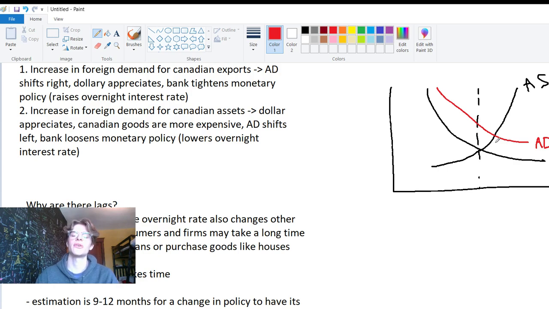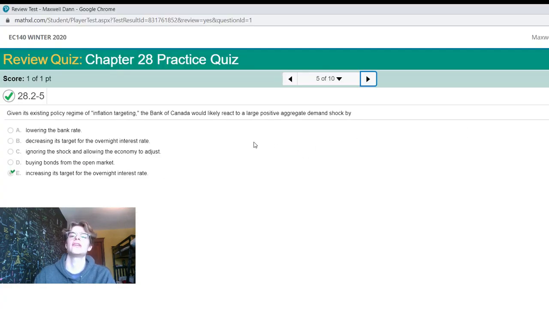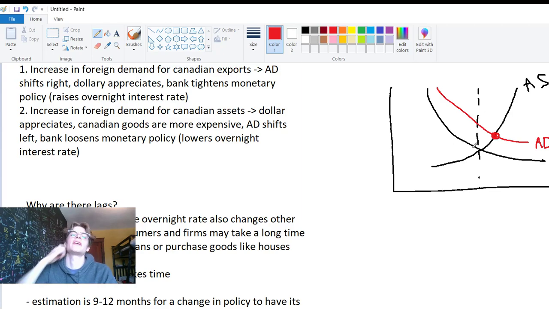So what's going to happen? Right now there's inflation, right? Because we're not at equilibrium, and we don't want that. So how are they going to fix that? Well, they're going to try to bring us back down to here. How are they going to do that? That means we need to get AD back down to there. And to make AD go to the left, we need to lower AE.